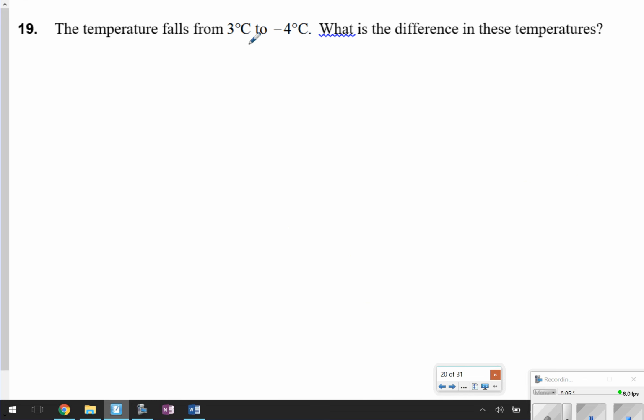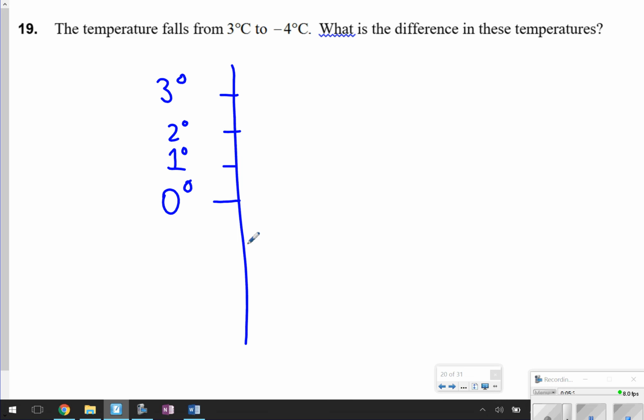19. The temperature falls from 3 degrees Celsius to negative 4. What's the difference in these temperatures? Remember on a thermometer, 1, 2, 3, would be 2 degrees, 1 degrees, negative 1, negative 2, negative 3, negative 4. Now, a thermometer is kind of like a horizontal number line, okay?